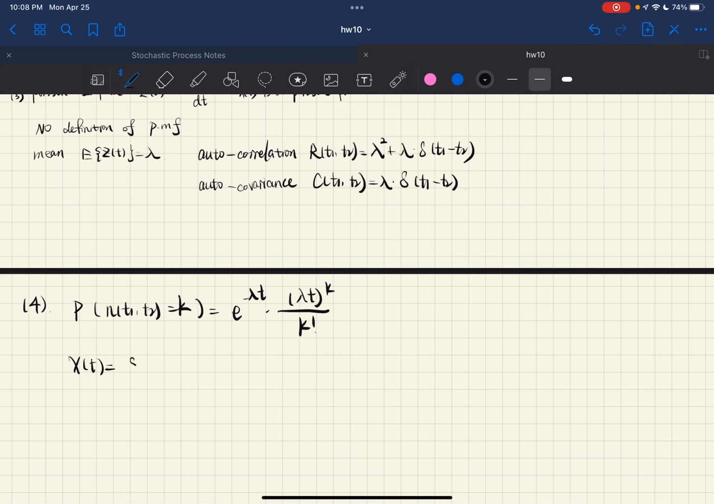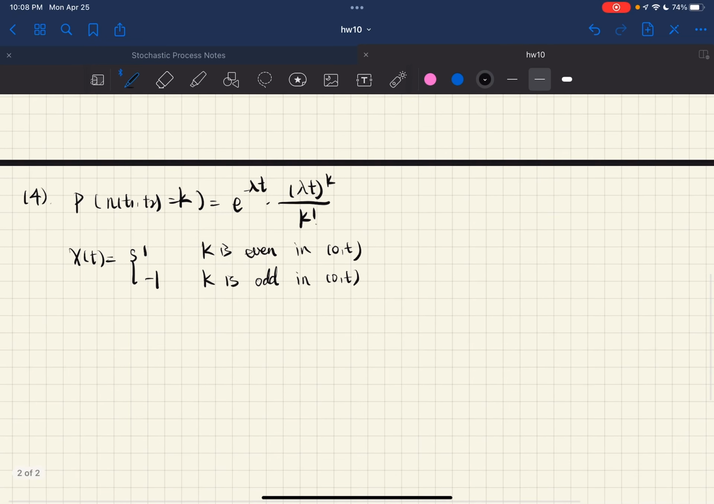And we have X(t) equal to 1 when k is even in the time interval 0 to t, and X(t) equal to minus 1 when k is odd in the interval 0 to t. So based on that, we have the first order probability mass function.